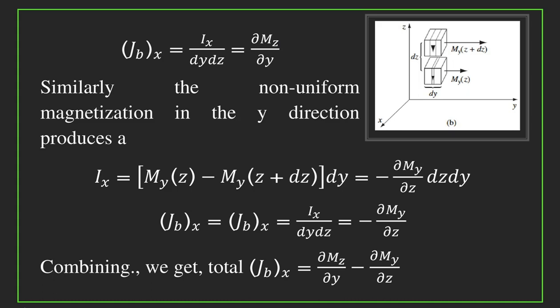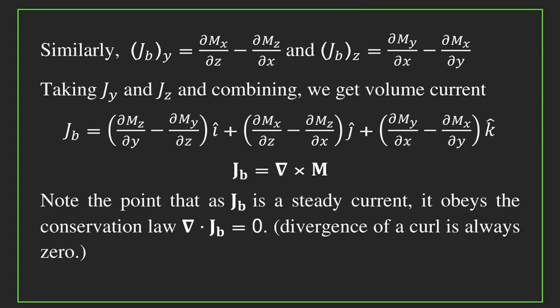Similarly, we get the y and the z components of the volume current density, Jby and Jbz, and taking all these components together, with i cap, j cap, k cap, we get the total bound volume current density Jb equal to del cross M.